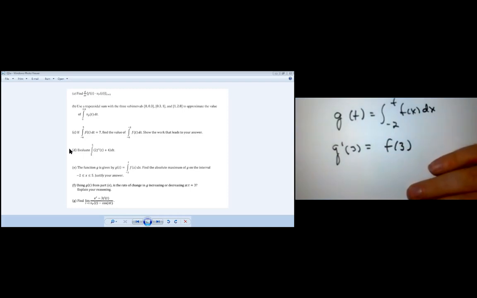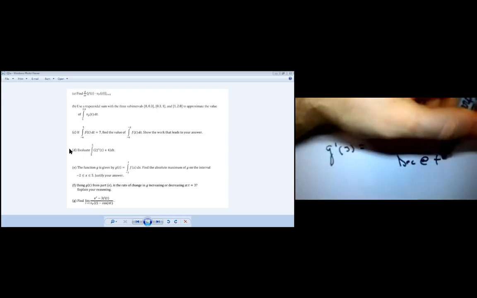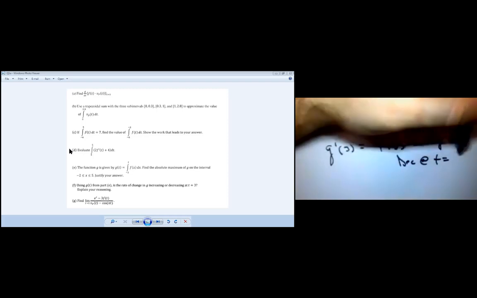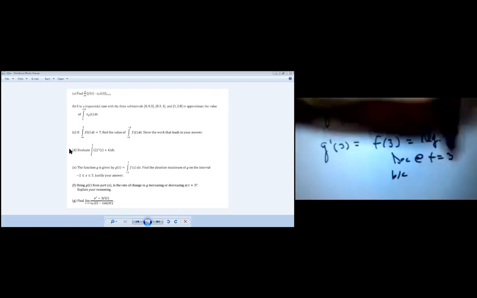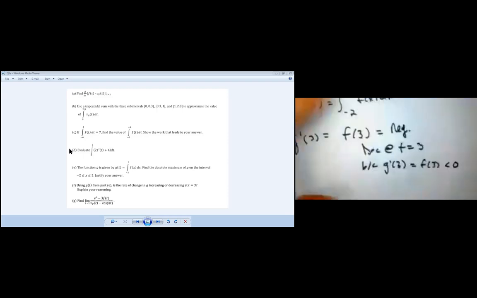So G prime of 3 is equal to, what would that be equal to? Isn't that just equal to F of 3? G prime would be equal to F. So G prime of 3 is F of 3, which is equal to, somebody that did this, is that a positive or negative value? It's negative. Therefore, it's decreasing at T equals 3 because G prime of 3 equals F of 3, and that is less than 0.